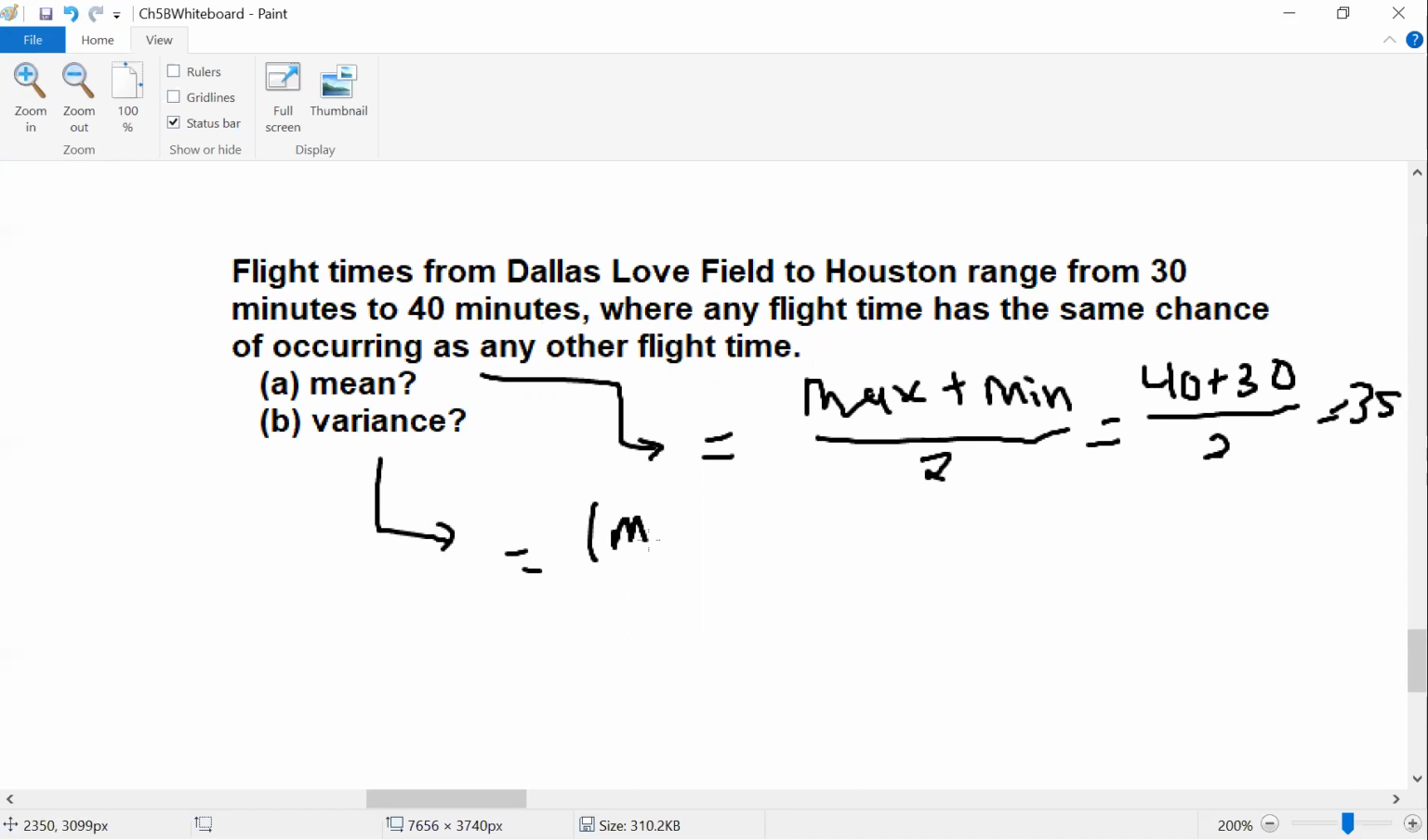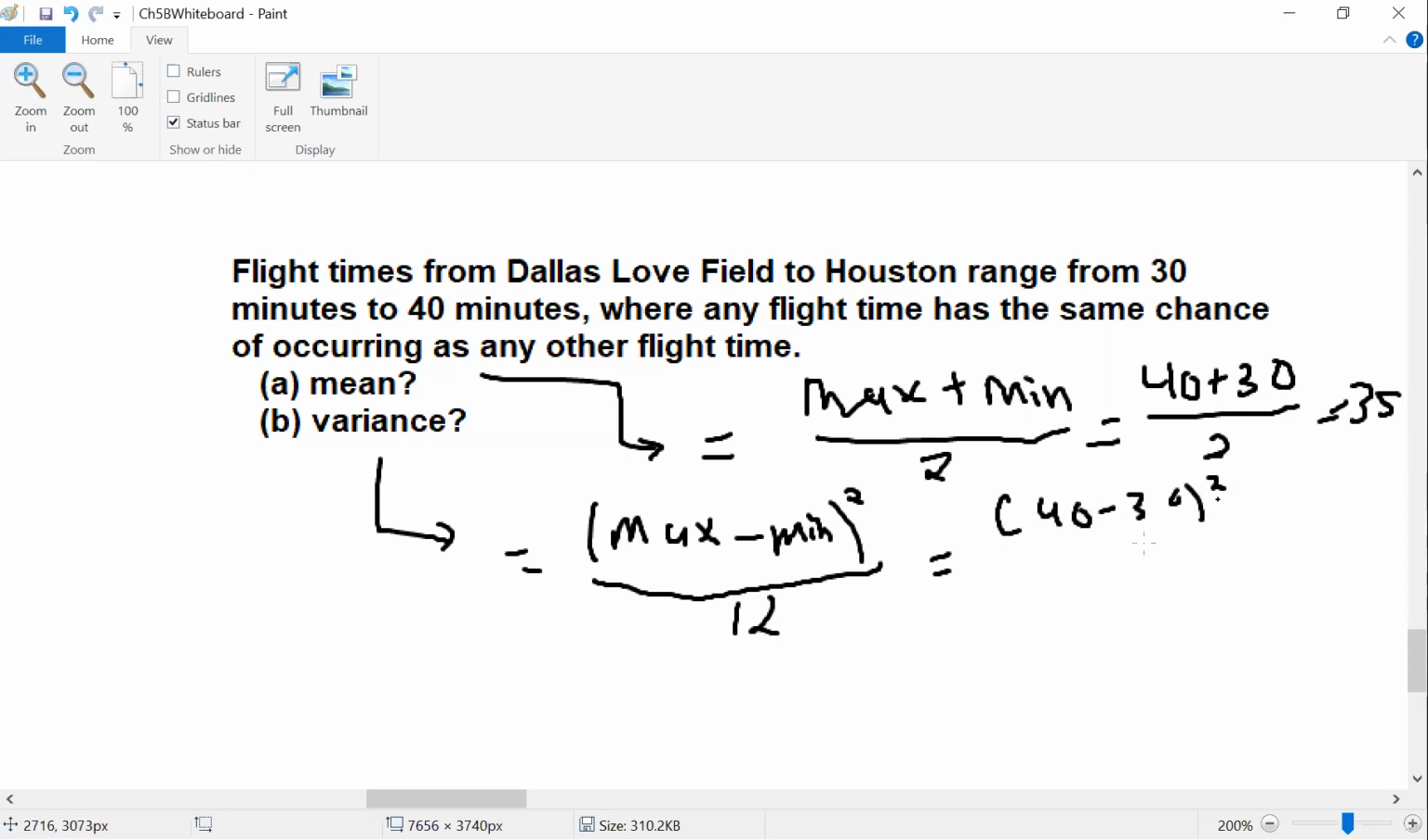This is equal to the max minus the min, squared, all divided by 12. So in this case, now we do the minus. 40 minus 30 squared over 12. 40 minus 30 is 10. Square that. We have 100. So 100 over 12. And on web work, you could put 100 over 12, that's fine. If you wanted to further simplify it, they both have a common factor of 4. So we could say 25 over 3, and you can just leave it there if you want. Or you can make it decimal 8.333. It'll take any of those.